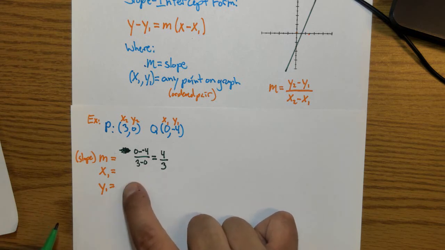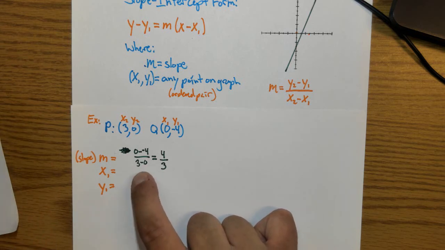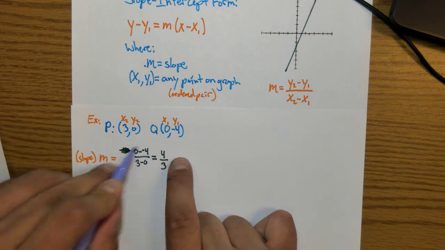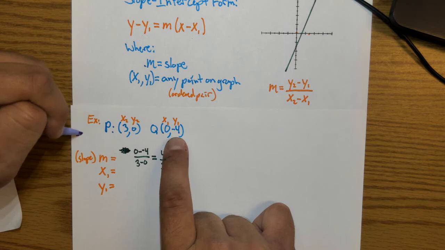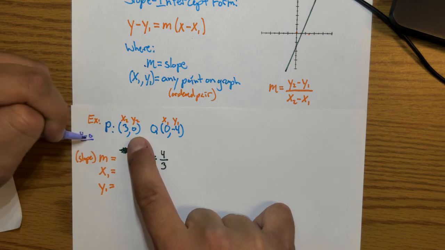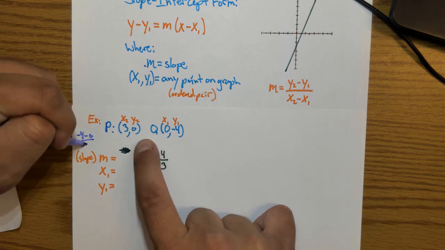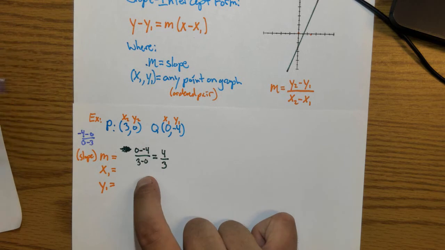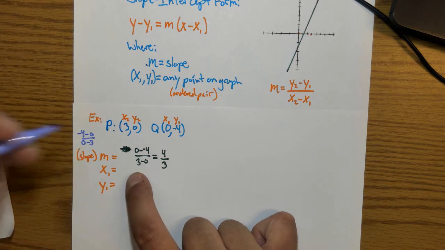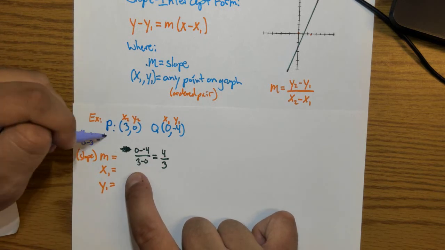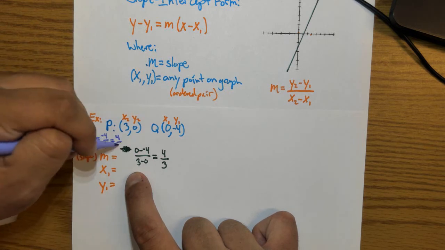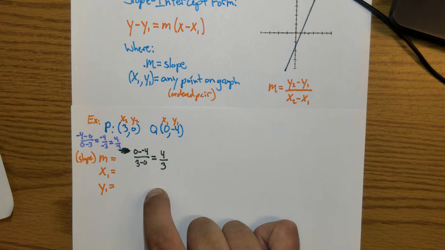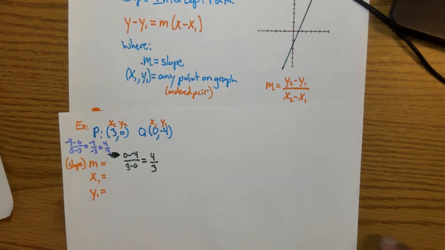Now I'm going to show you really quickly that if I did it the other way, we'd get the same answer. Let's say we have negative 4 minus 0 divided by 0 minus 3. Notice I did it backwards this time. Well, we get negative 4 over negative 3. Remember, negative divided by negative is a positive, so we would just get 4 over 3. So now back to our x1 and y1.